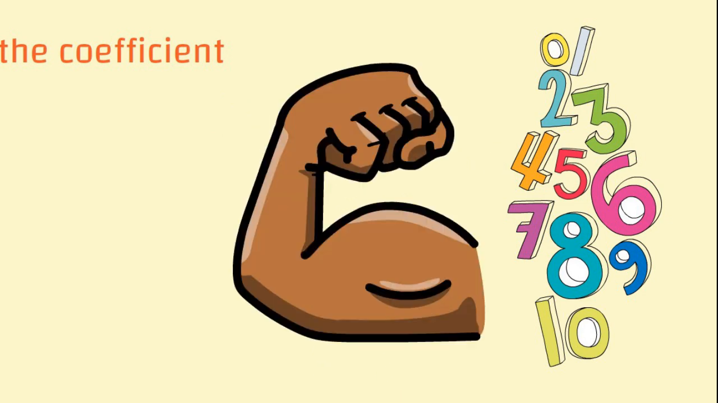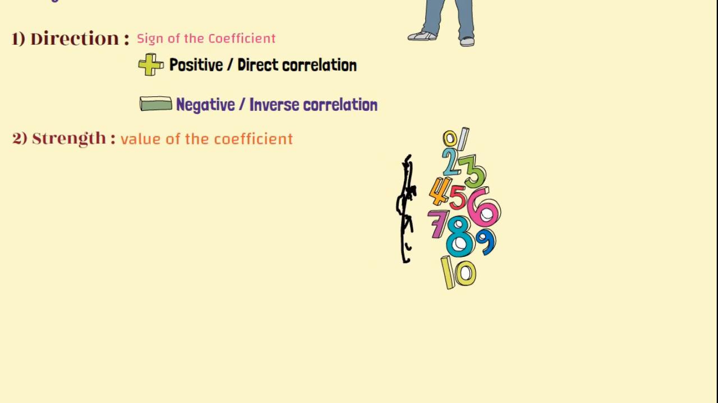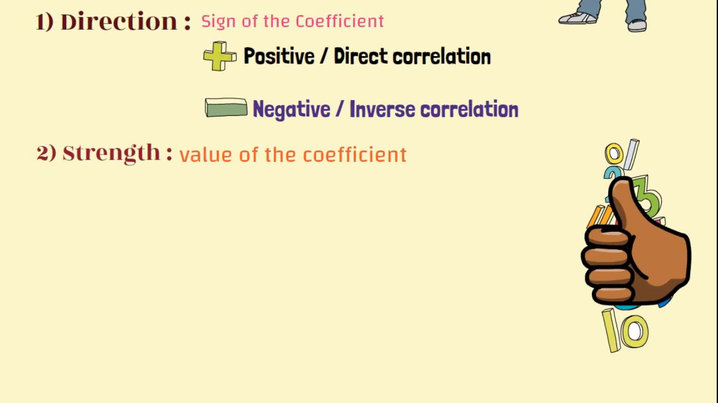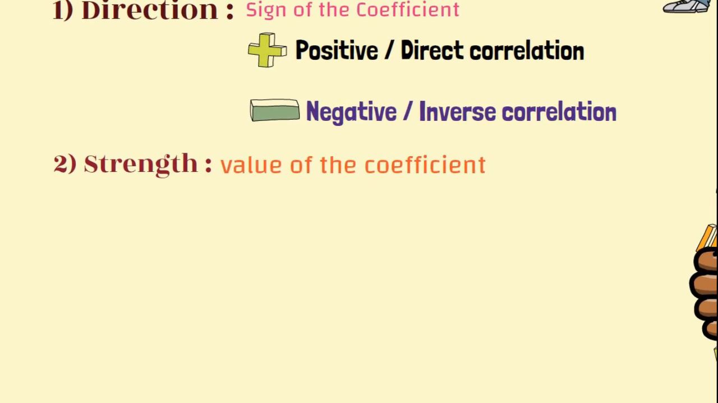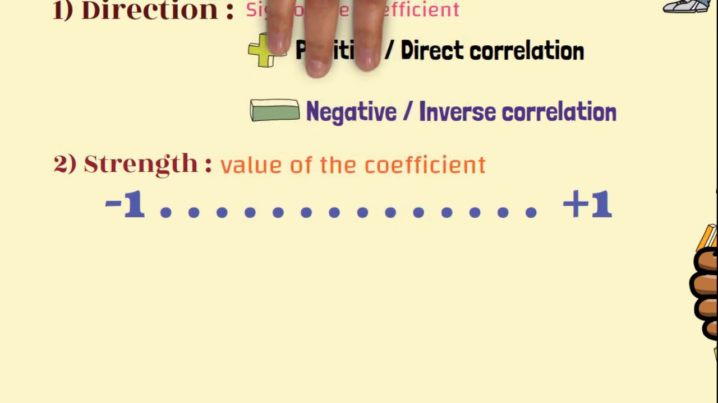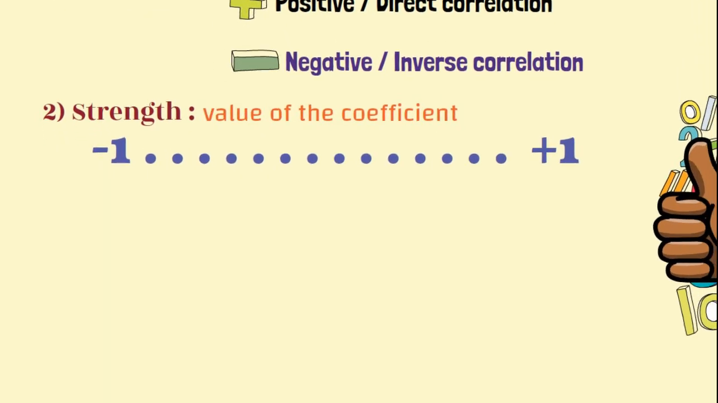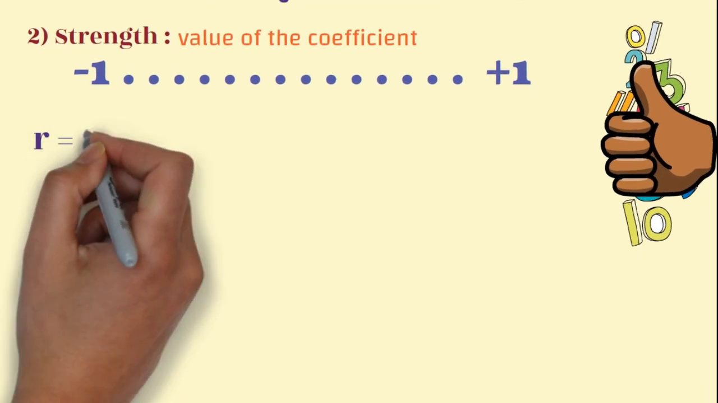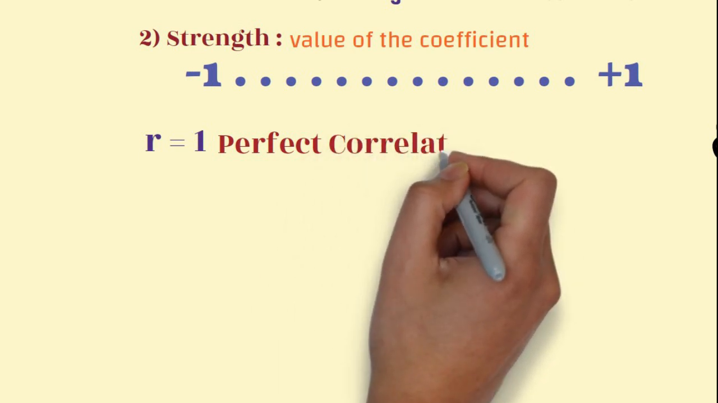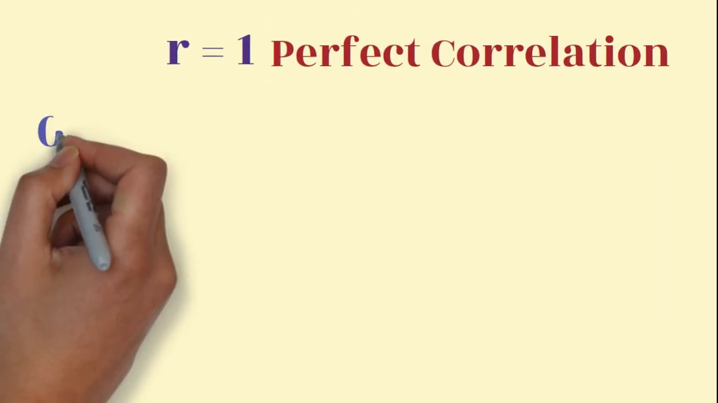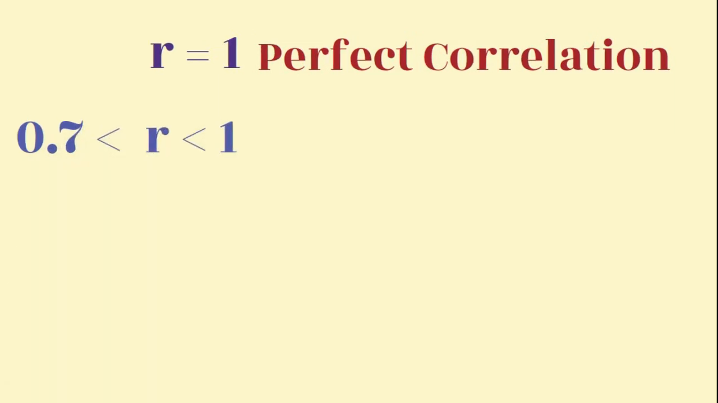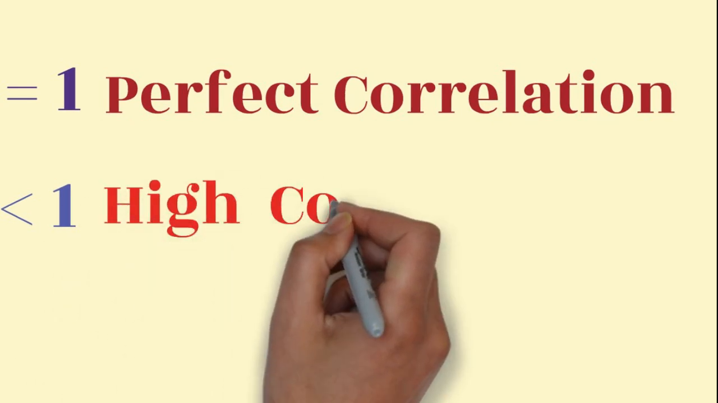Though there is no rule of thumb to infer the strength, researchers often use a standard to interpret the same. As we know, correlation coefficient's value ranges between plus 1 and minus 1. On this basis, if the value is 1, we call it as perfect correlation. If the value is in between 0.7 and 1, we name it as high correlation.